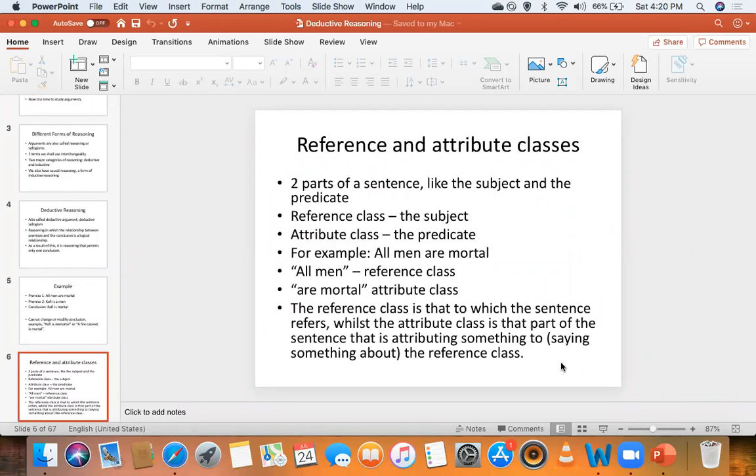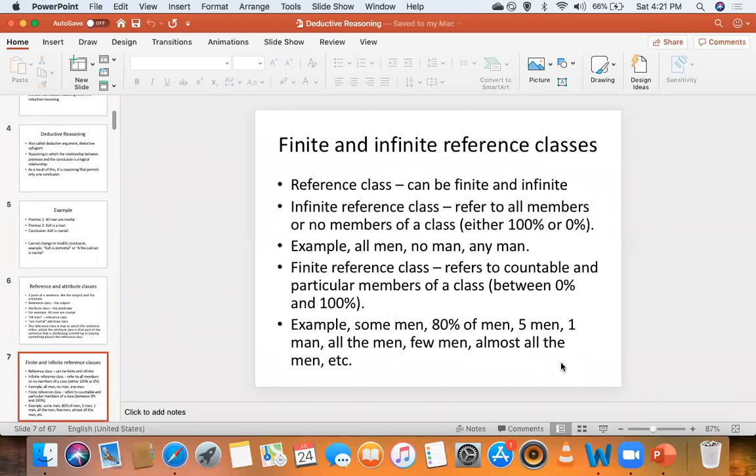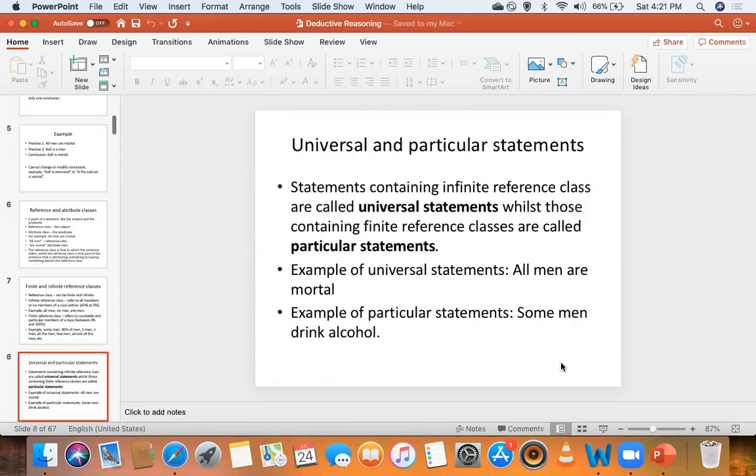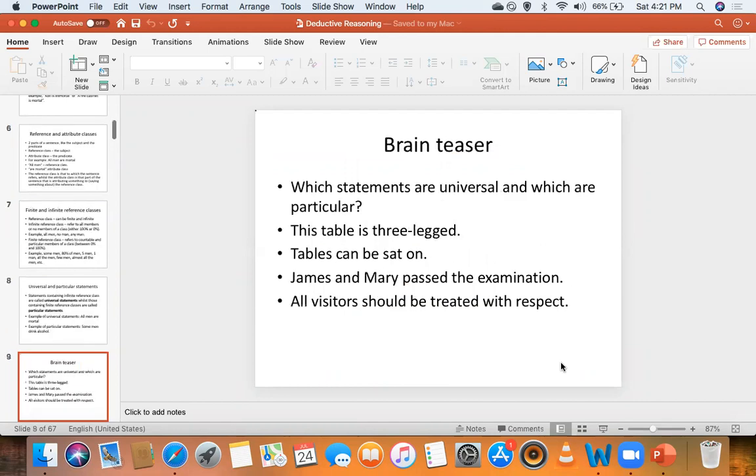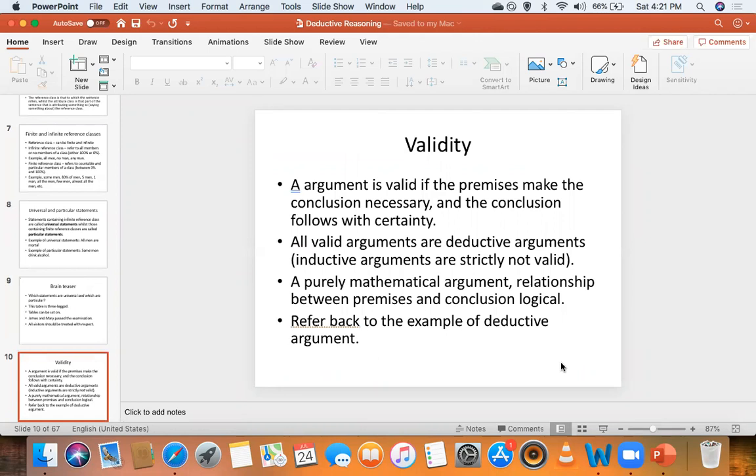We distinguished between two parts of a sentence in an argument, just like we did in definitions. This one is called reference and attribute classes, like the subject and the predicate. And we said there are two kinds of reference classes, the finite and infinite reference classes. And because of that, we have universal and particular statements. And then from there, we discussed validity.